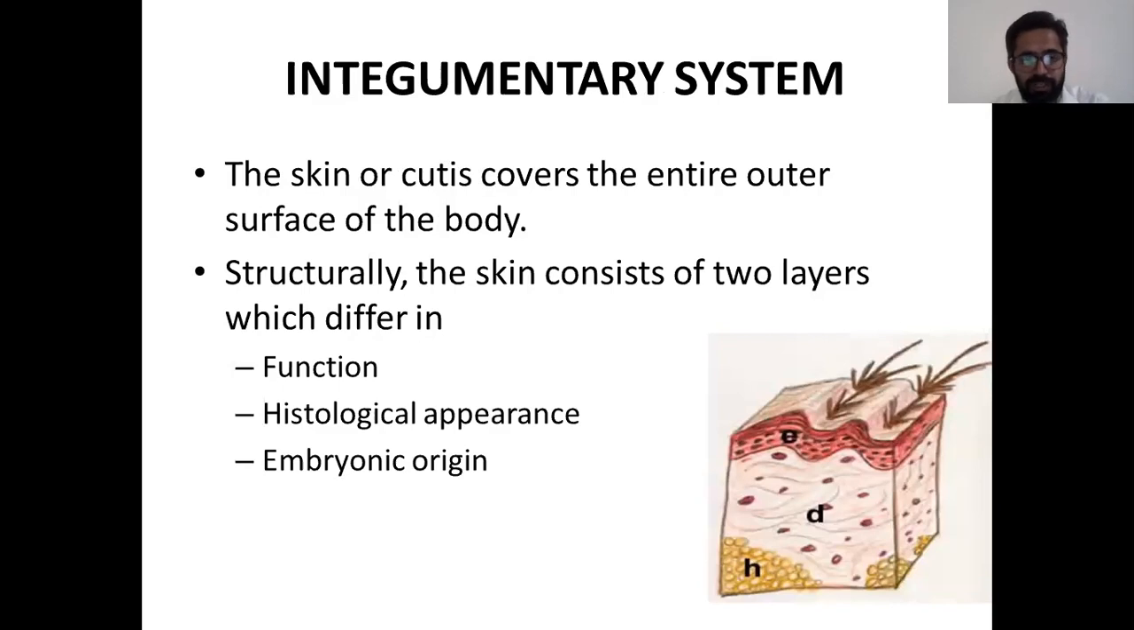Structurally, skin consists of two layers which differ in their function, histological appearance, and embryonic origin. In last semester, we were discussing a lot of tissues. We identified the four basic tissues which are present in animal bodies, and in this semester in systemic veterinary histology, we are going to discuss the organs, and in those organs, we will discuss the arrangement of those basic tissues. So, looking at this diagrammatic representation, the skin consists of two layers.